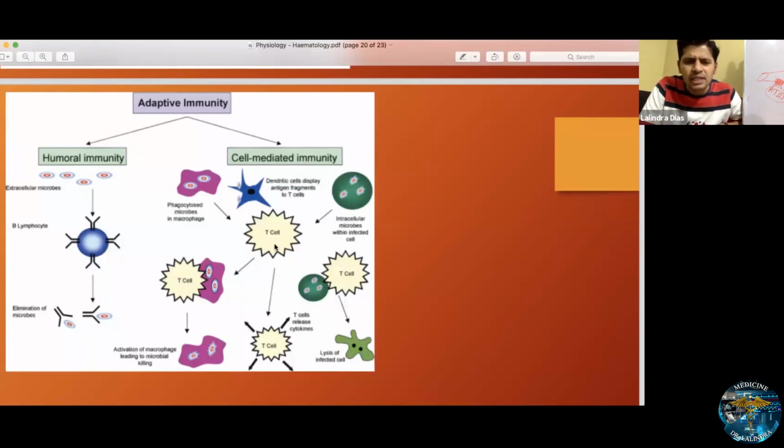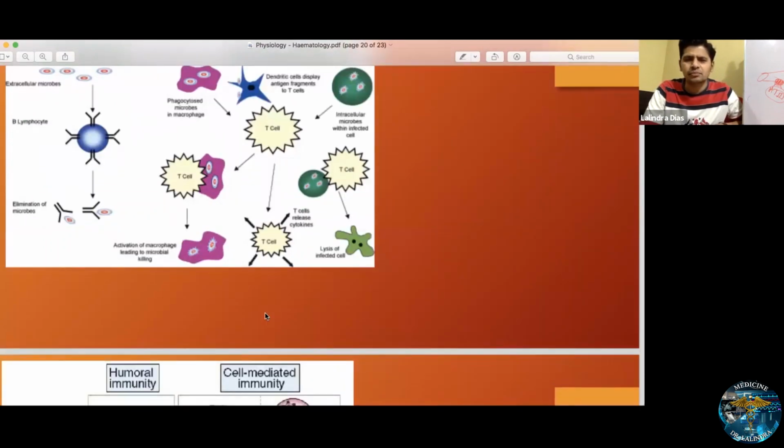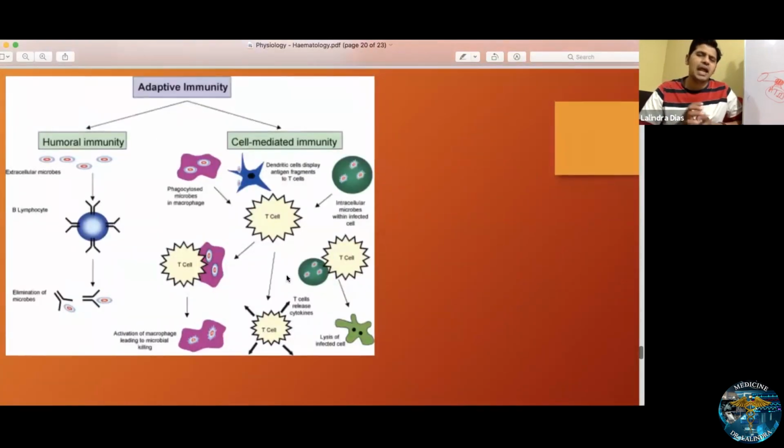Okay, so when the T cells are activated, they can produce killing of the bacteria or virus. When the T cells are attached to it, they can cause destruction, as you can see here in this diagram. So that is what is happening in adaptive immunity.